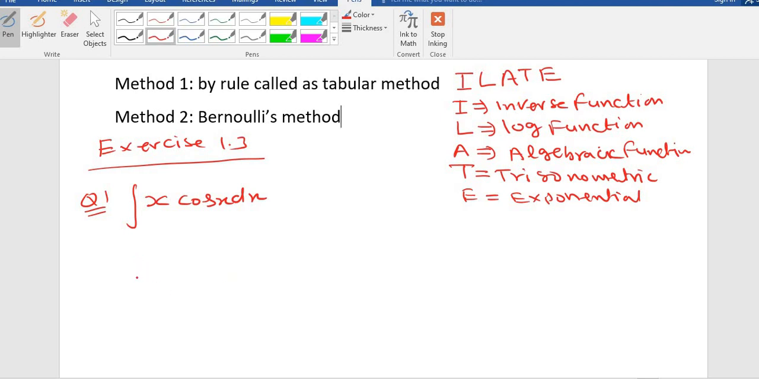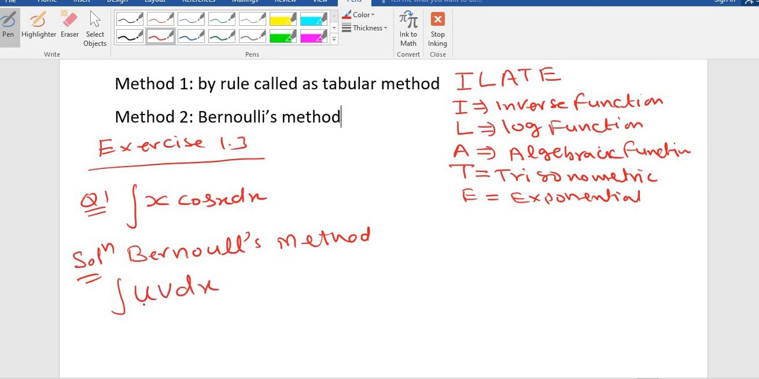So first of all, I want to tell you using Bernoulli's method. Bernoulli's method means if any integration is given in product form, that means u and v both are differentiable with respect to x. If they are given in product form, then Bernoulli's method is nothing but: write u as it is, do not change anything, and integrate v.